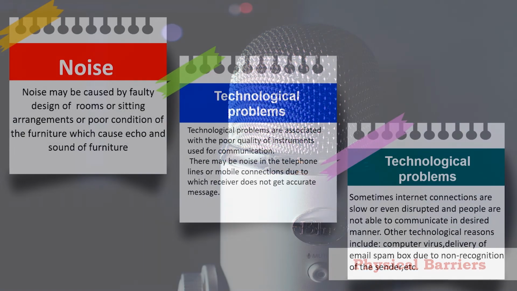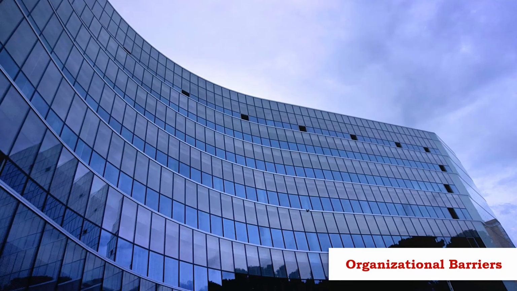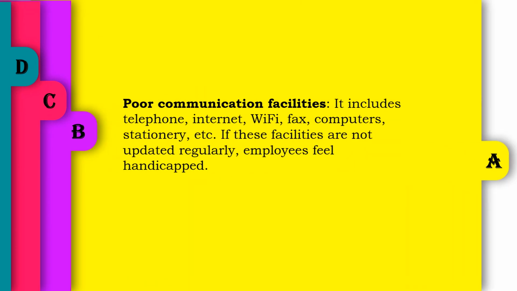Physical barriers, so there's noise around you. Technological barriers, so that the phone line may not be good, for instance, or the internet connection may be disrupted, or the message goes to spam. Then there are chromatic barriers, which is about delayed delivery of message due to some technological factors. Organizational barriers: there are poor communication facilities, that is, things like internet, Wi-Fi, stationery not updated regularly, so the employees are handicapped.